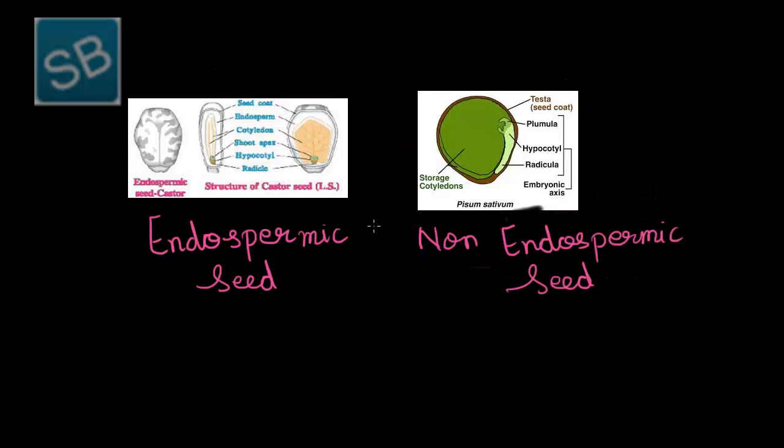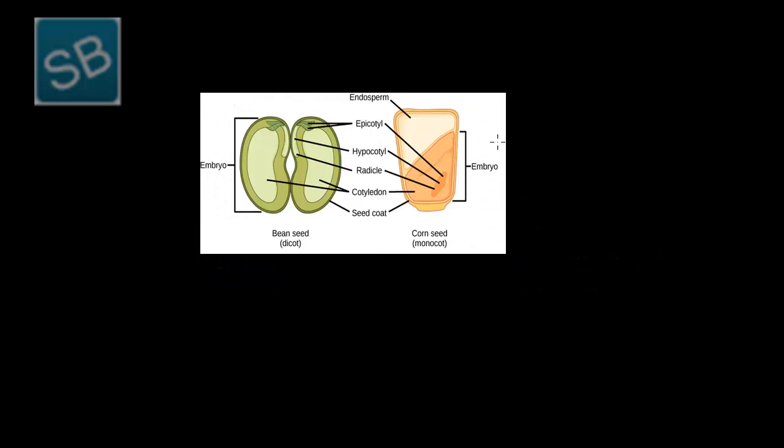This is the structure of a typical endospermic and non-endospermic seed. This structure is of castor seed, which is endospermic in nature, that is, possesses endosperm as a food storage region. This is the structure of Pisum sativum, that is bean seed, which is non-endospermic in nature and possesses cotyledon as a food storing unit. And this figure represents the structure of a typical dicot and monocot seed.